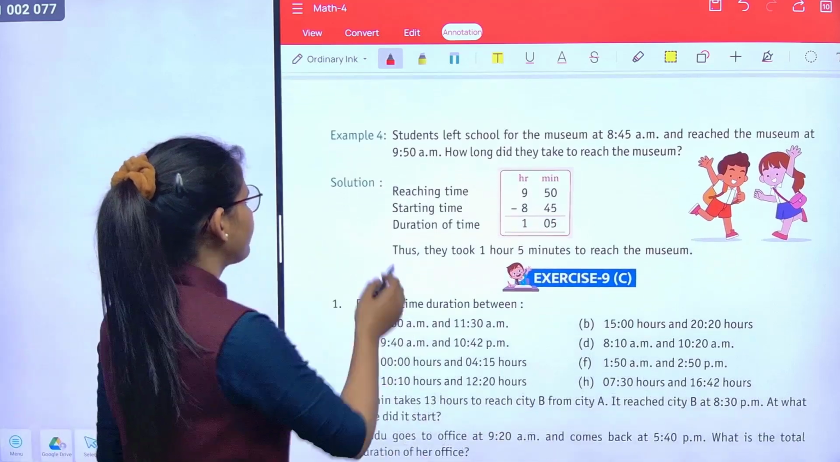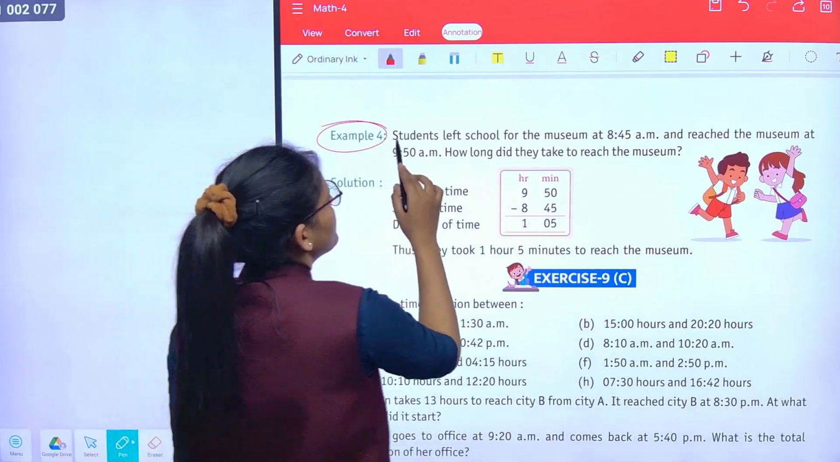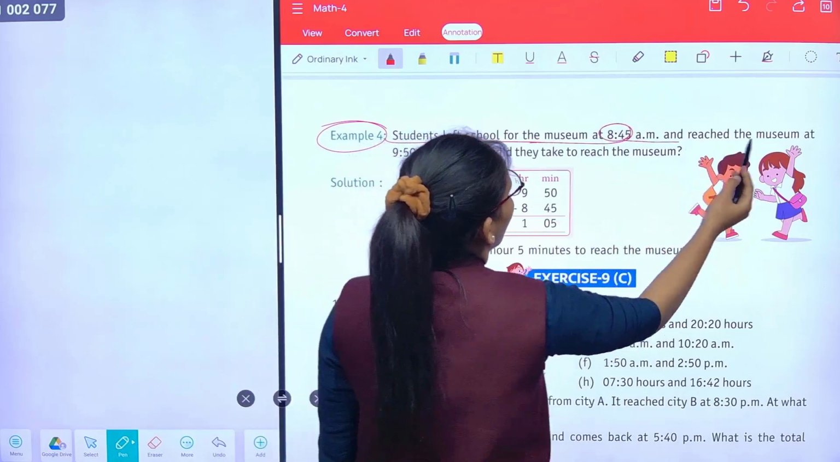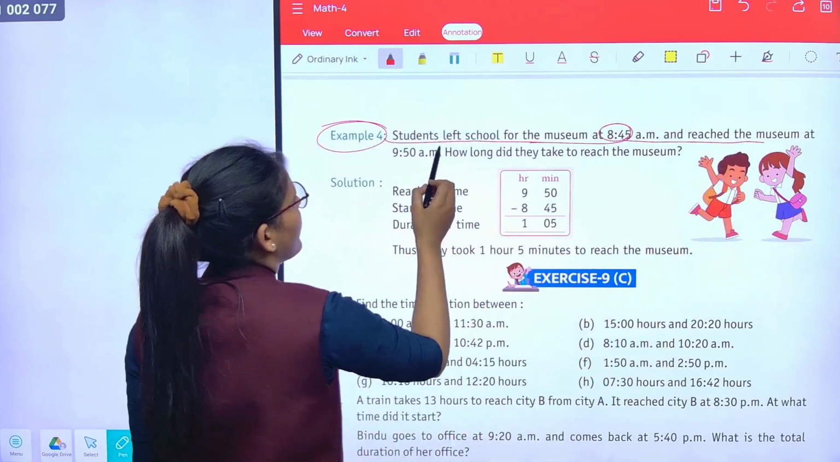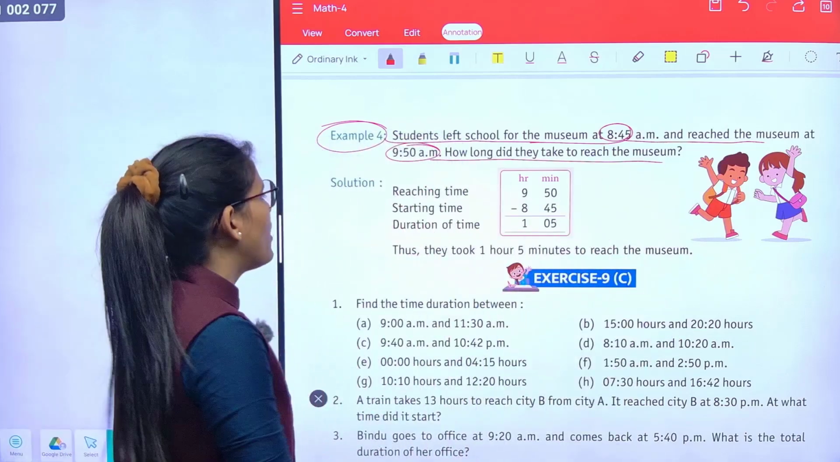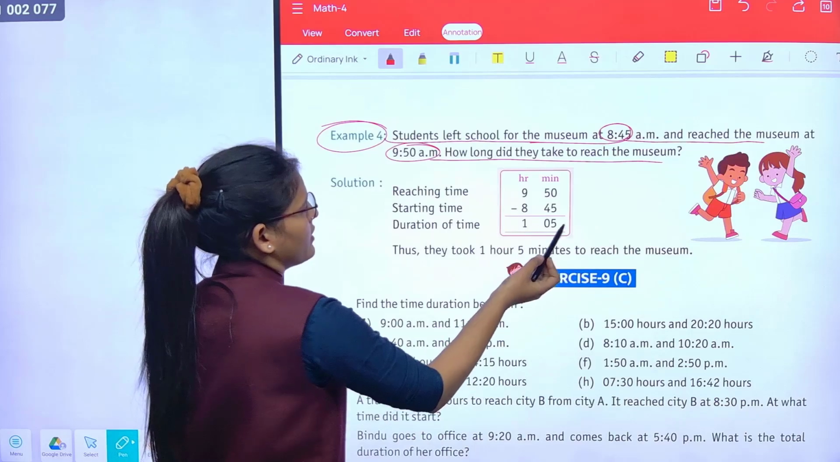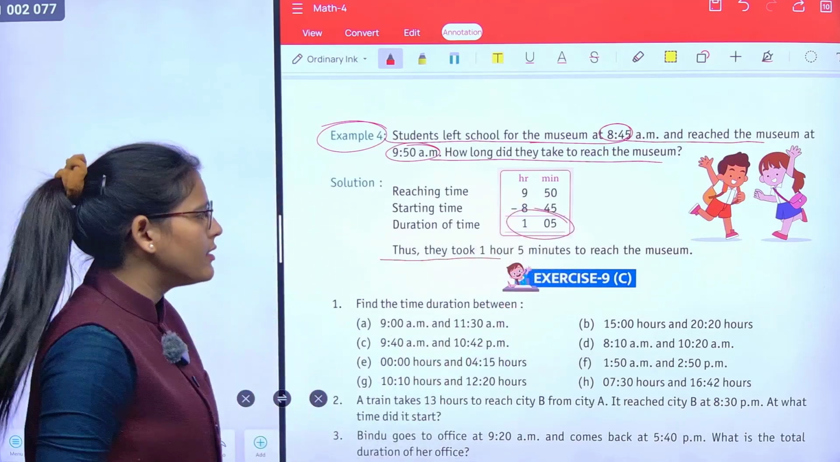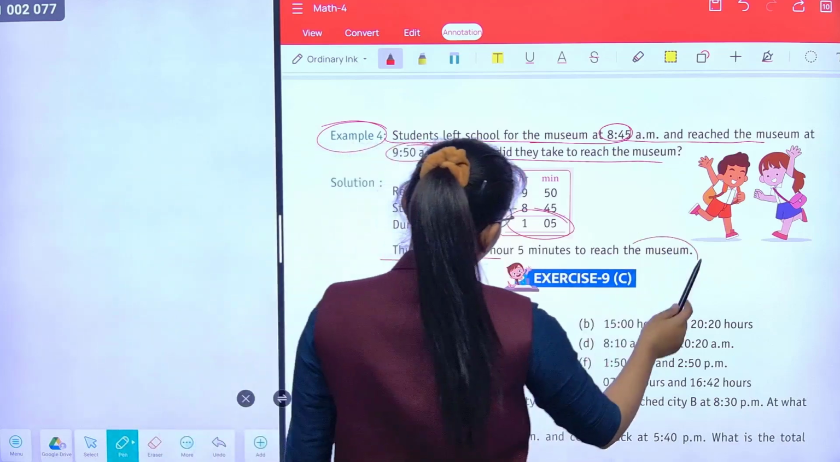Now, example number 4, students left school for the museum at 8:45 a.m. and reached the museum at 9:50 a.m. How long did they take to reach the museum? Now reaching time, starting time, duration, minus. Thus they took 1 hour 5 minutes to reach the museum.